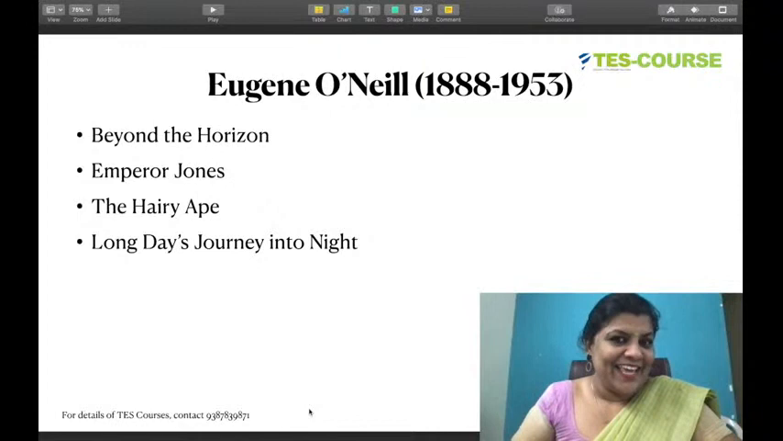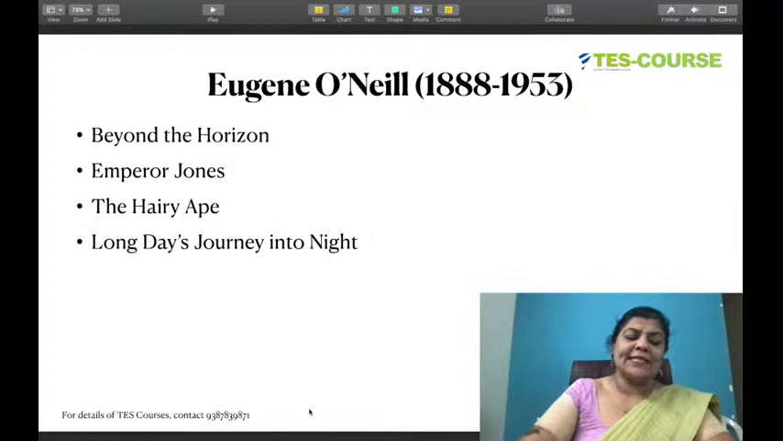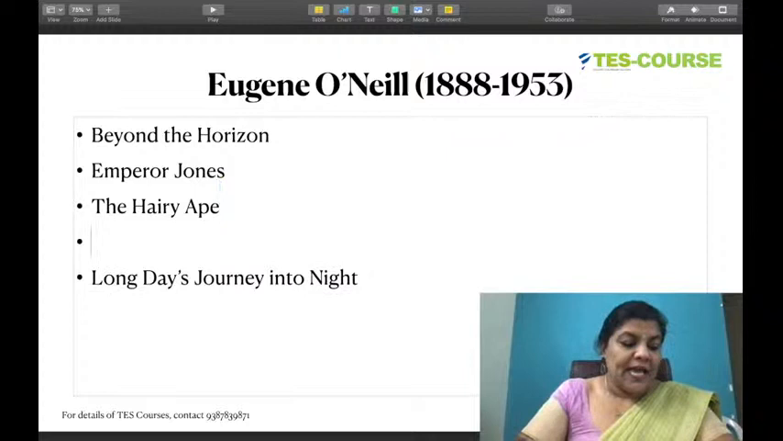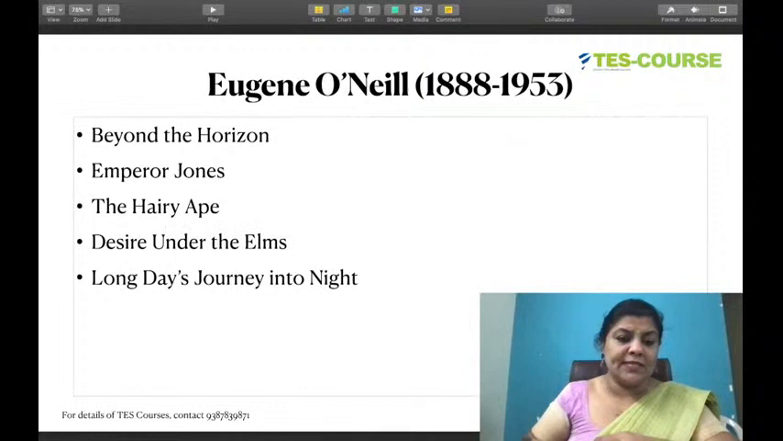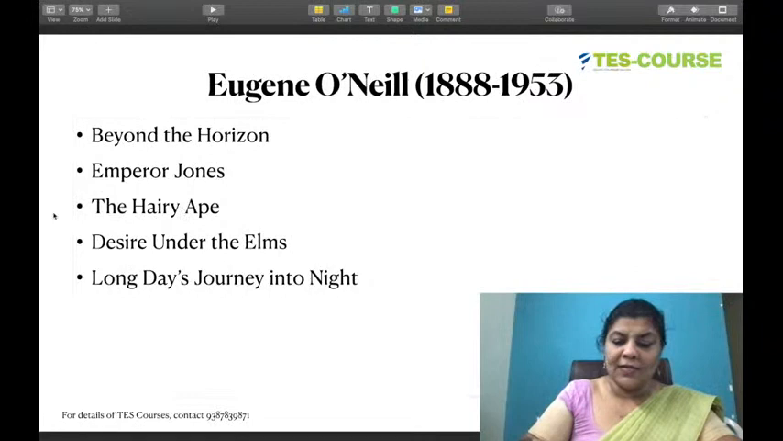Tell me, guys, there is another play in which Ephraim Cabot is the protagonist. Bikram Chowdhury is already saying Desire Under the Elms. Desire Under the Elms is the story of Puritan Ephraim Cabot. Will you remember? The Great Depression.